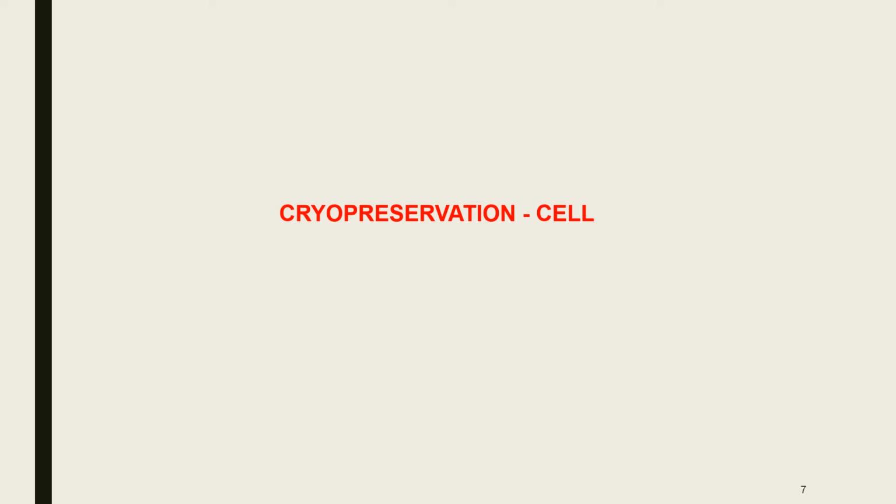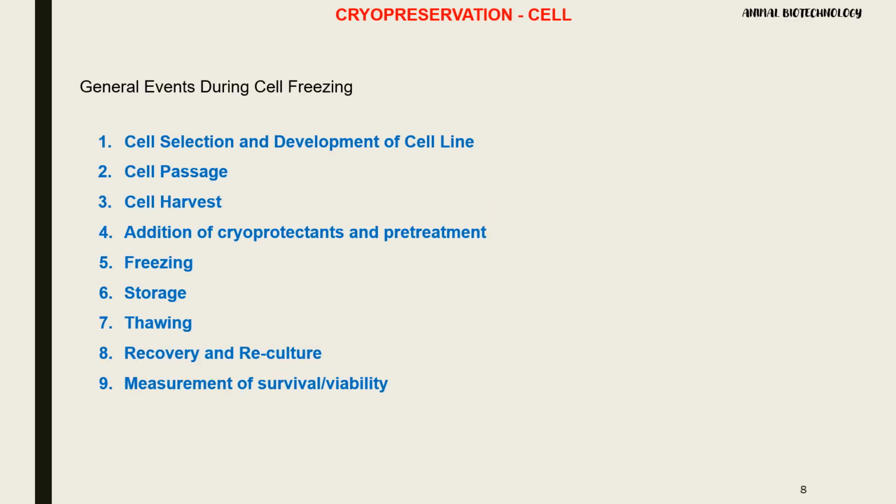Next, cell cryopreservation. The principle of cryopreservation of animal cells is similar to that of plant cells. The steps followed are cell selection and development of cell line, cell passage, harvesting of cells, addition of cryoprotectants and pre-treatments if required, freezing, storage, thawing, recovery and reculture, measurement of survival and viability.